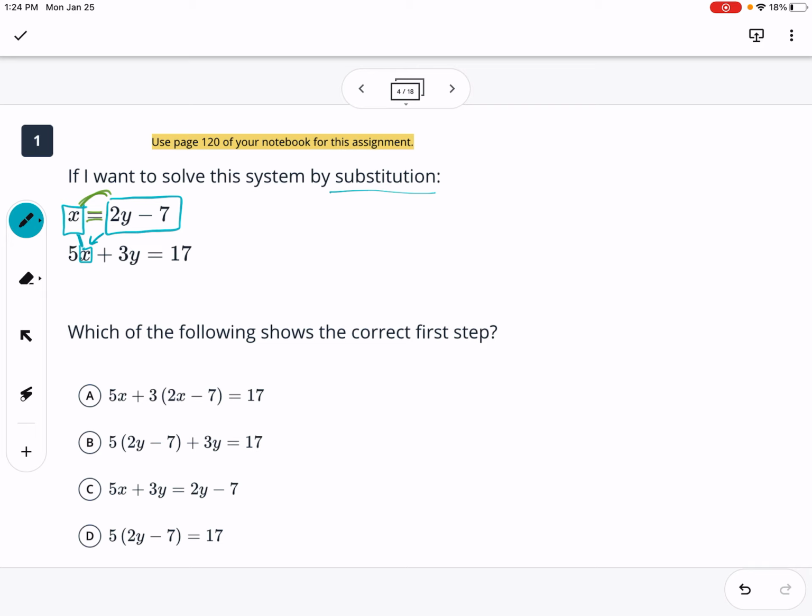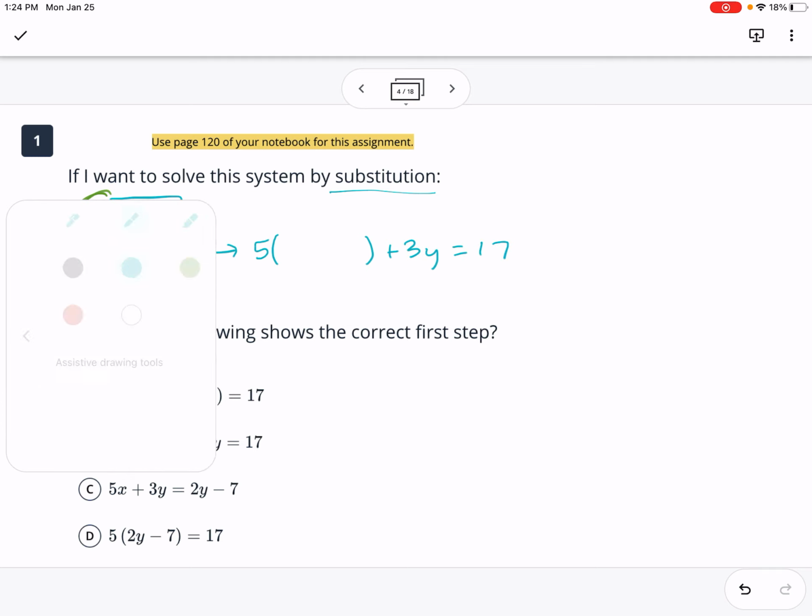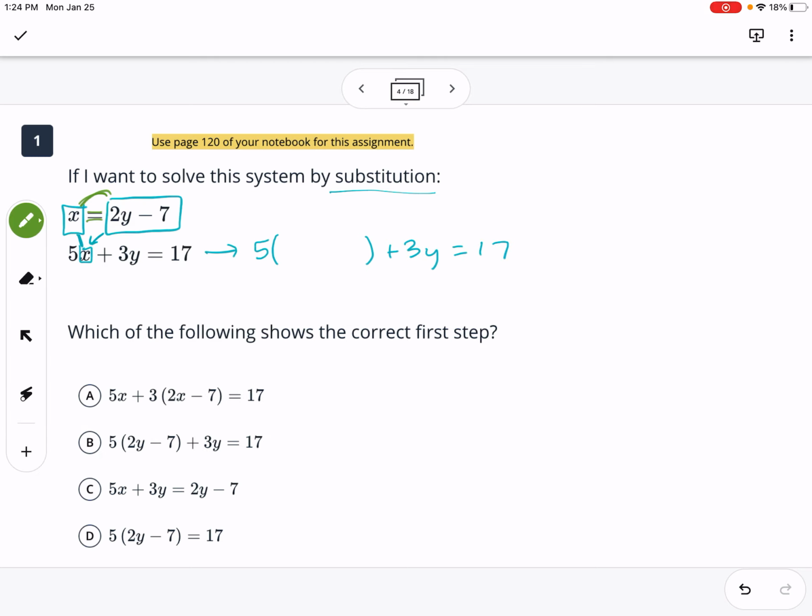So what does that look like? That looks like instead of x, I'm going to copy this equation, 5x plus 3y equals 17. But instead of x, I'm going to substitute in 2y minus 7. So that is what you're looking for in your answer choices.